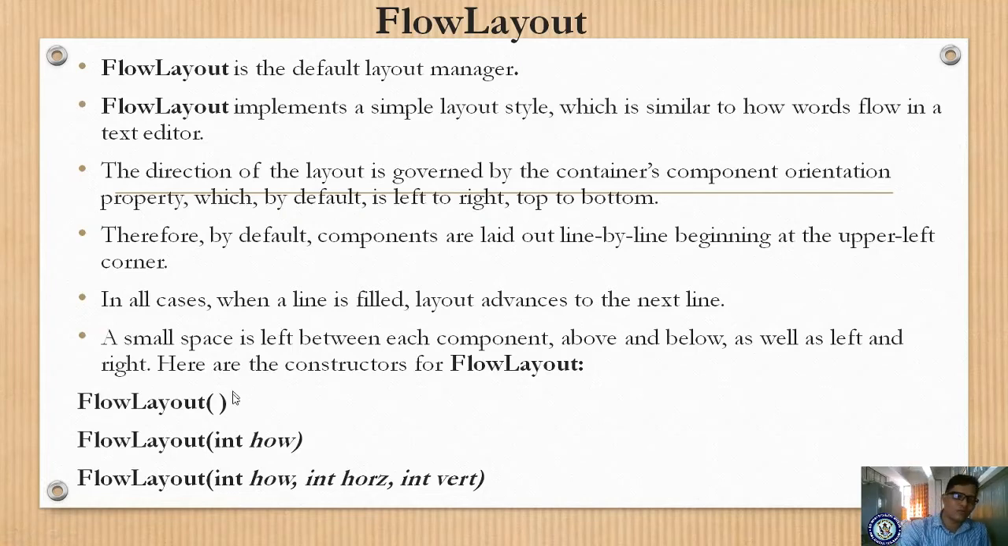The FlowLayout constructor without arguments means we have not specified the style. Here FlowLayout(int how) requires you to specify the style, and FlowLayout(int how, int horizontal, int vertical). If you specify how, it may be left, center, bottom, right, or whatever value how may be. Here you are specifying horizontal and vertical, which means you have to specify horizontal values as well as vertical values.